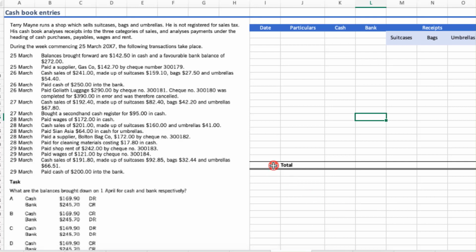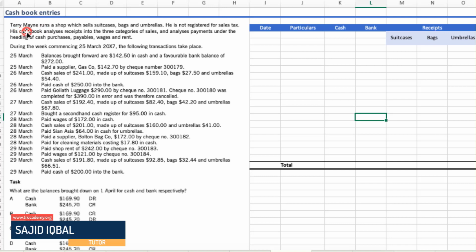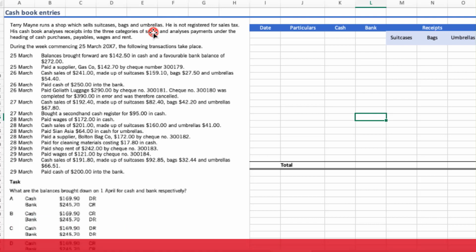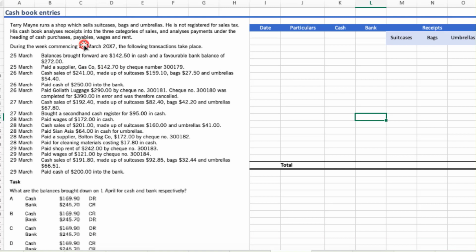Alright, now here we are having a very good example of cash book entries. T runs a shop which sells suitcases, bags and umbrellas. He is not registered for sales tax. His cash book analyzes receipts into three categories of sales and analyzes payments under the headings of cash purchases, payables, wages and rent.